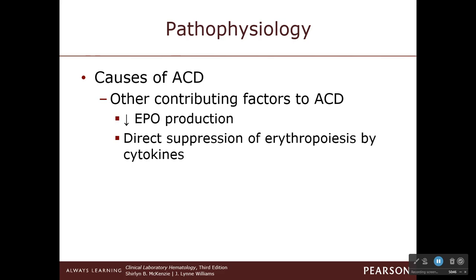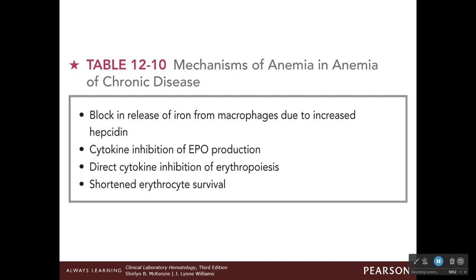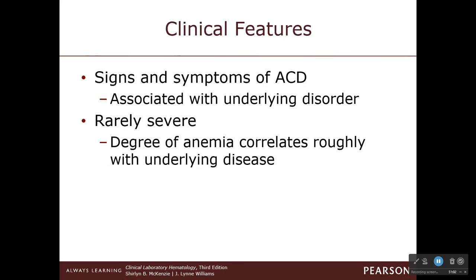So decreased EPO production is another thing that could cause ACD. We talked about that a while ago. So those are just some things that you need to know. These 4 mechanisms are some of the things that you guys need to be familiar with. I'm not really going to spend that much time on this because it's really not as important as IDA. So we're going to go through this pretty quick.